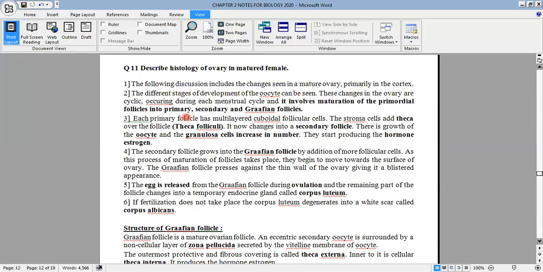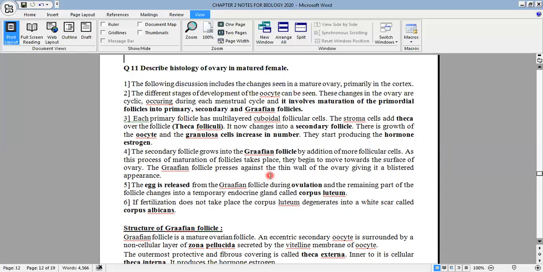Primary follicle will have multiple layers of cuboidal follicular cells. Later on, when these multiple layers get divided into 3 to 4 different layers like theca folliculi, zona pellucida, corona radiata, which we'll be studying later on, then it gets converted into a secondary follicle. This secondary follicle will now get a secondary oocyte and granulosa cells will increase in number. When the secondary follicle with a secondary oocyte undergoes meiosis II, it will be arrested at metaphase and will form a Graafian follicle.